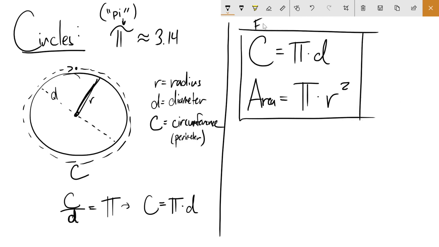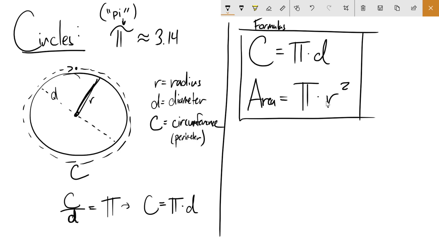Okay, so these are examples of formulas. That means they're always true. Okay, those are always true. So if you have any circle, you don't have to necessarily measure the circumference or the area. As long as you know the diameter or the radius, you can calculate the circumference or the area of a circle just using the formulas.